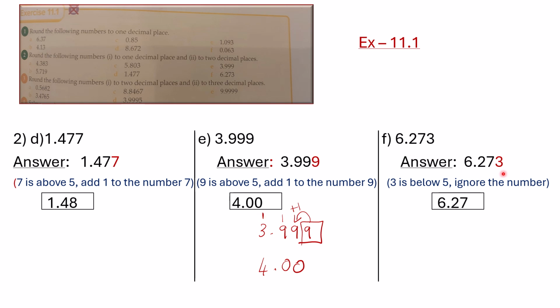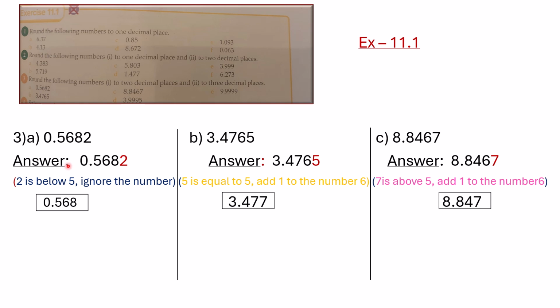Now F sum, 6.273. Look at the last digit, that is 3. 3 is below 5. So we have to ignore the number. So the final answer is 6.27. Third question, round the following numbers to 3 decimal places. Third A question is 0.5682. Look at the last digit. It's a 2. 2 is below 5. So we have to ignore the number. So what is remaining? 0.568. That is the answer.